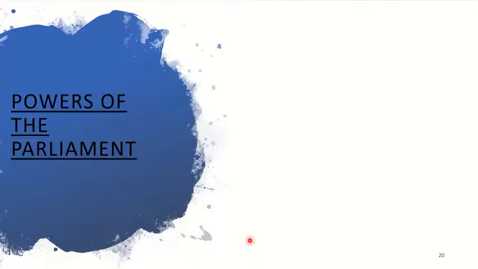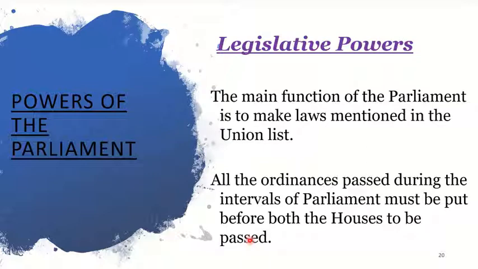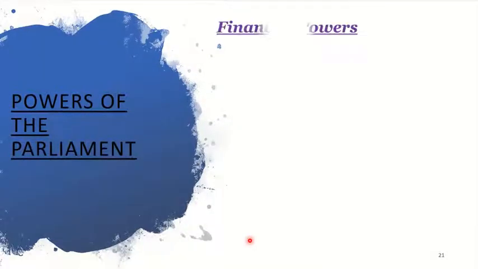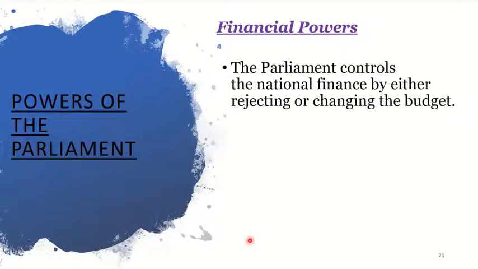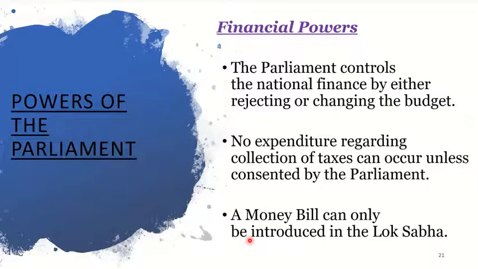Now let us see the powers of the parliament. The legislative powers are: the main function of the parliament is to make laws mentioned in the union list. Now in the union list, we've already seen the union list consists of the currency and the defense. And the second is all the ordinances passed during the intervals of the parliament must be put before both the houses to be passed. Now let us see the financial powers. The parliament controls the national finance by either rejecting or changing the budget. No expenditure regarding collection of taxes can occur unless consented by the parliament. And a money bill can only be introduced in the Lok Sabha.